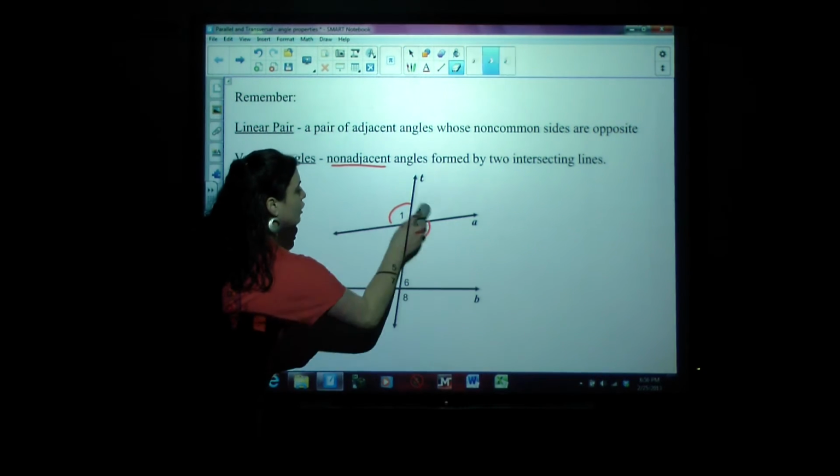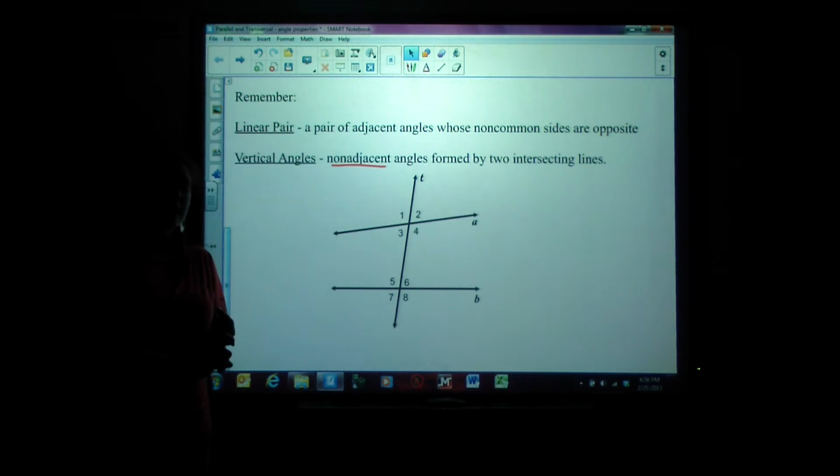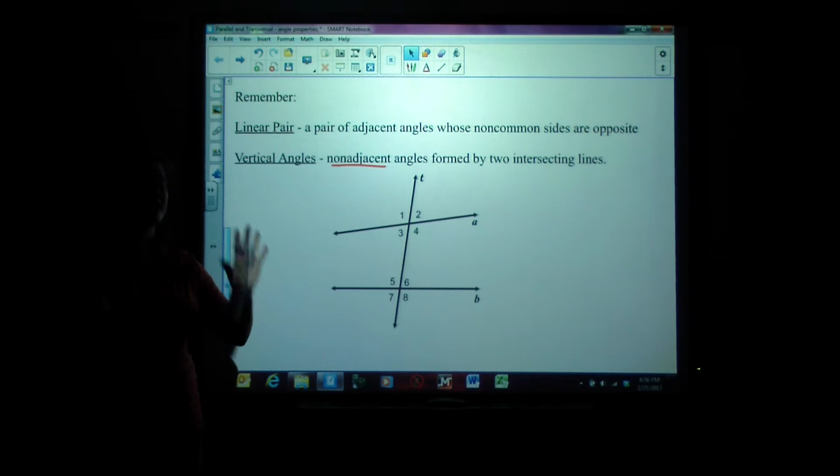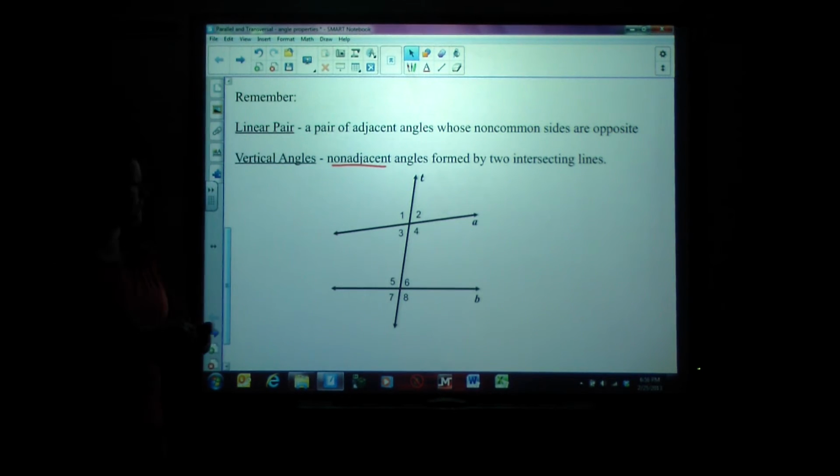So in this picture alone, we can describe a whole lot of angles. We have corresponding angles, alternate exterior angles, alternate interior angles, same side interior angles, linear pairs, and vertical angles. That's 6 different kinds of angles we can get from just this one picture. And you're going to be expected to know all of them. So let's give it a try.